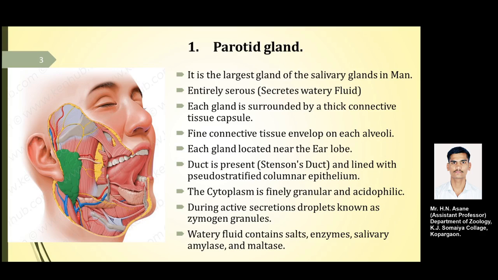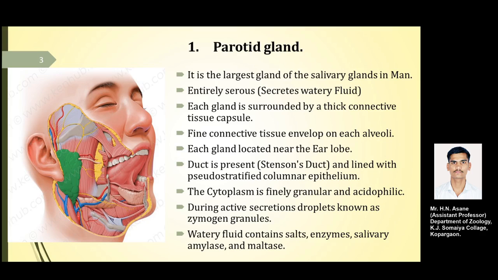The duct is lined with pseudostratified columnar epithelium. That means the inner lining of the cavity of the duct is lined by pseudostratified columnar epithelial cells. The main duct divides into interlobar ducts, which in turn divide to form interlobular ducts, and from the interlobular ducts branches are given off which penetrate the lobules.